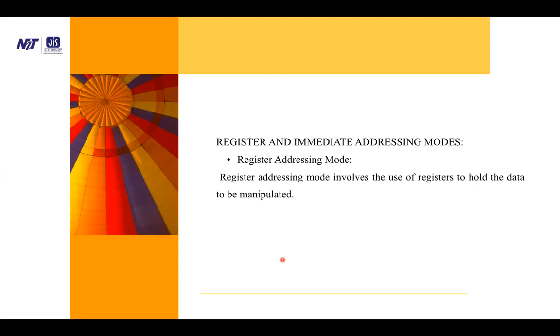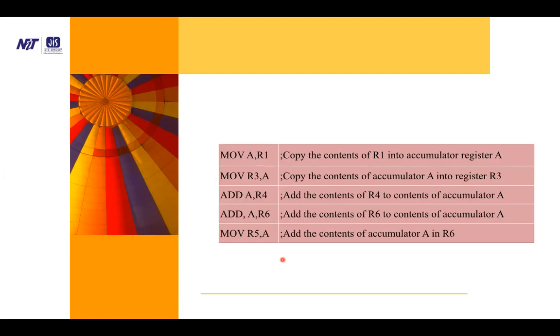Register addressing mode. Register addressing mode involves the use of a register to hold the data to be manipulated. MOV A, R1: copy the contents of R1 into accumulator register A. MOV R3, A: copy the contents of accumulator A into register R3. ADD A, R4: add the content of R4 to the contents of accumulator A. ADD A, R6: add the content of R6 to accumulator A. MOV R5, A: copy the content of accumulator A into R5.